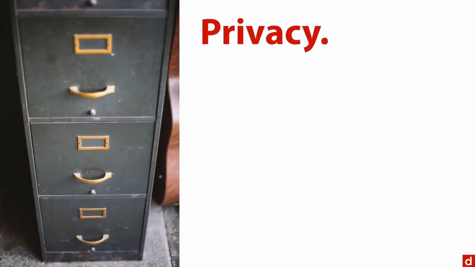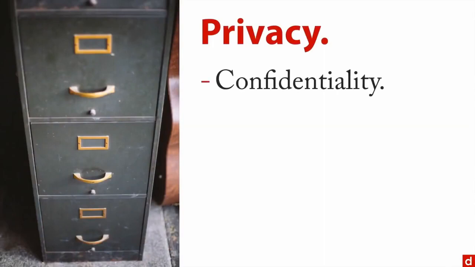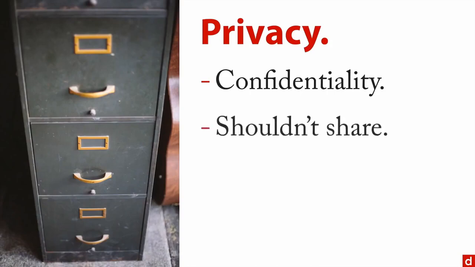Number one is privacy. That data tells you a lot about people, and you need to be concerned about the confidentiality. If you have private information about people, their names, their social security numbers, their addresses, their credit scores, their health, that's private, that's confidential, and you shouldn't share that information unless they specifically gave you permission.